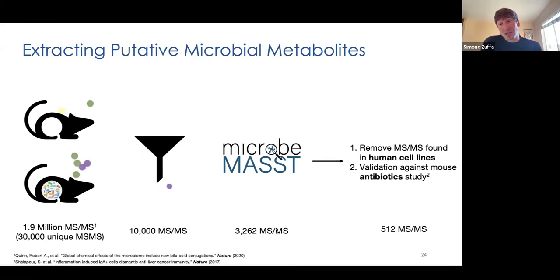To refine this search, I then removed all the MS/MS that were also found matching human cell lines, because we wanted to focus only on truly uniquely microbial metabolites. And then I validated this finding against another study where mice were treated or not treated with antibiotics. And I kept only spectra that were observed in the mice that were not treated with antibiotics. And at the end, I ended up with around 500 MS/MS.